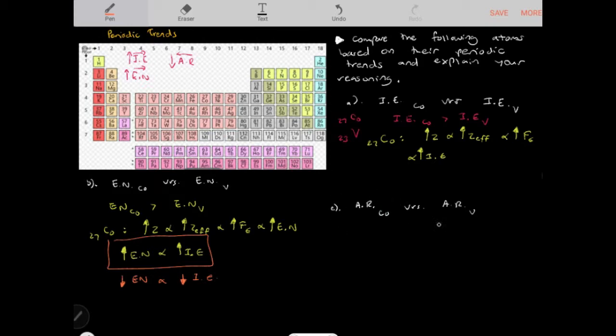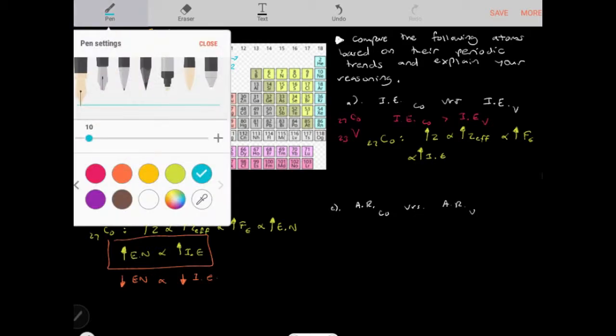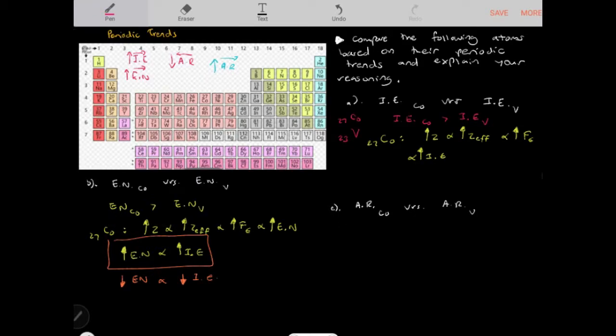Now let's also compare this to atomic radius. We know that atomic radius decreases to the right of a period, and it also decreases up a group. According to this, the atomic radius of vanadium should be greater than the atomic radius of cobalt, because vanadium is located to the left of the period. We're still in the 4th valence shell, and vanadium is located to the left of that period.